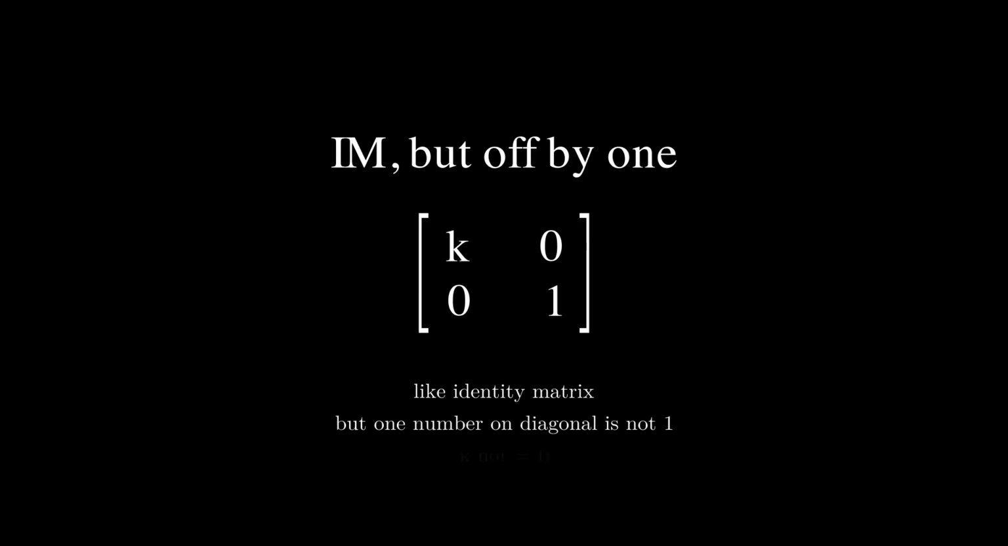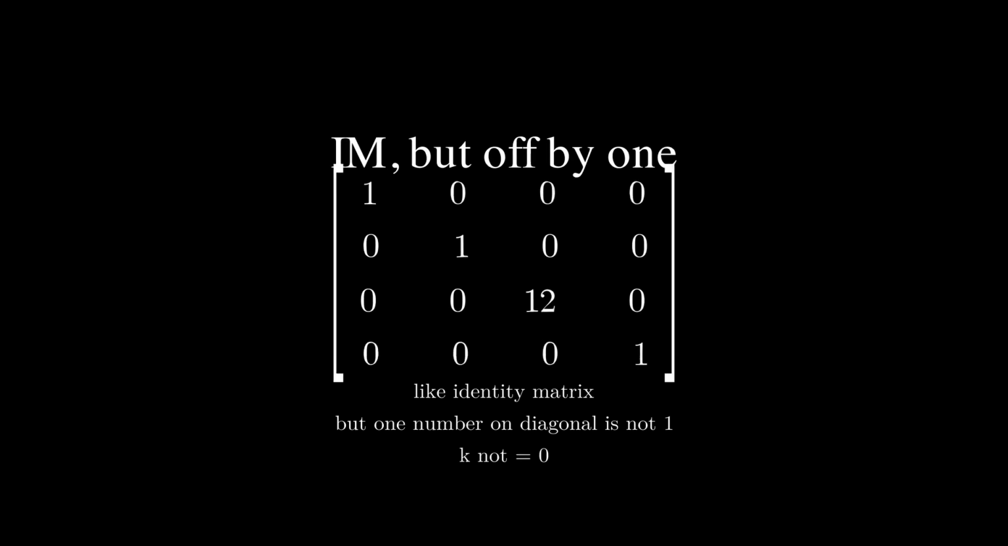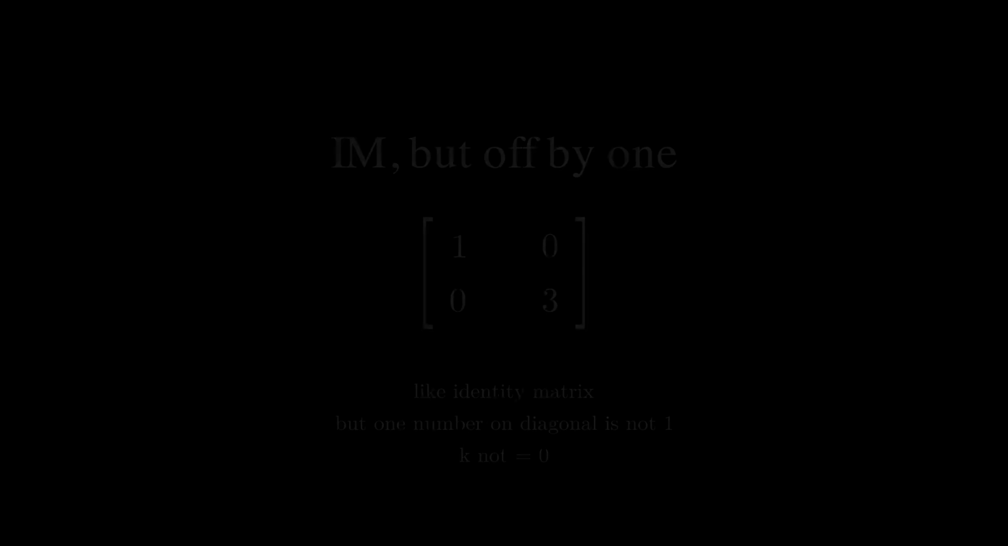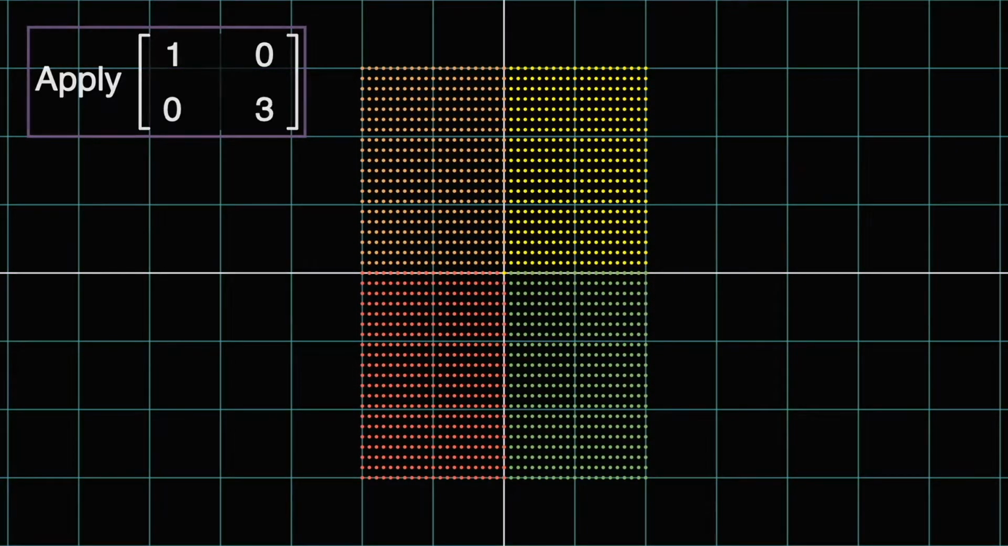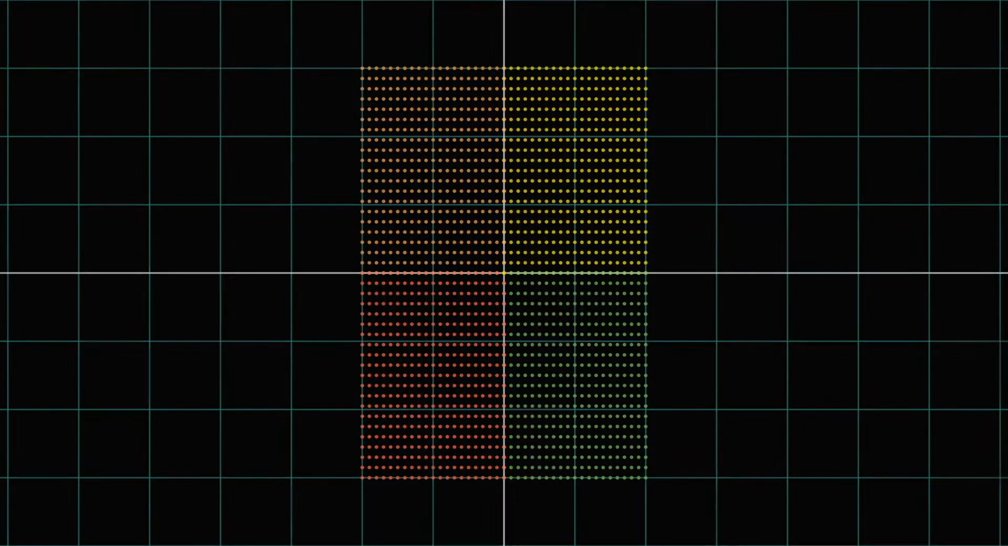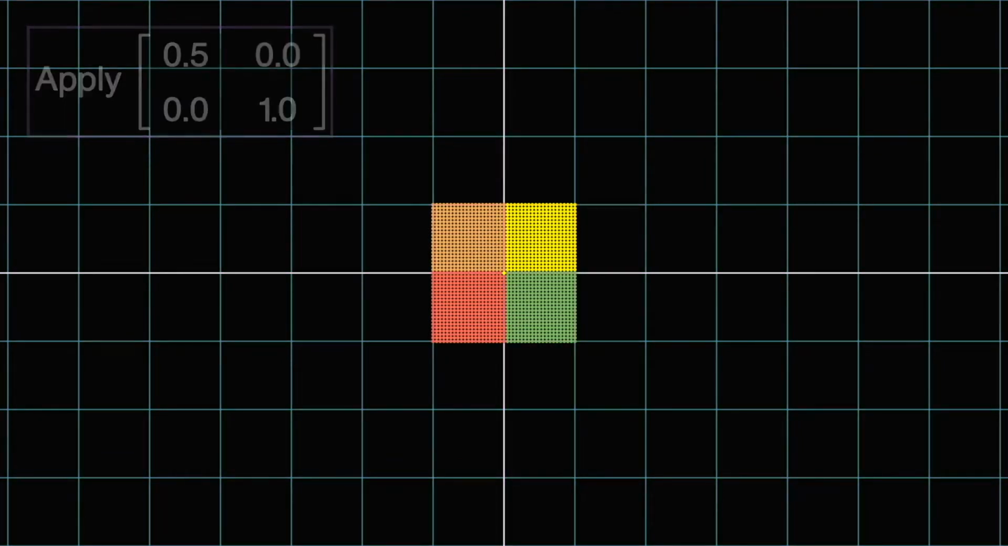The next one is not famous enough to have its own name. But the idea is you take the identity matrix and modify exactly one number on the diagonal line. Let's call this the off-one matrix. Dots were moving along the y-axis, while the x-coordinate is unchanged. How about a different one? Dots are moving along the x-axis, while the y-coordinate is unchanged.